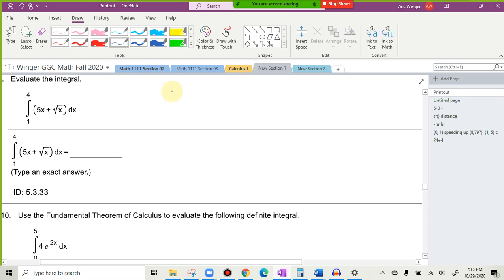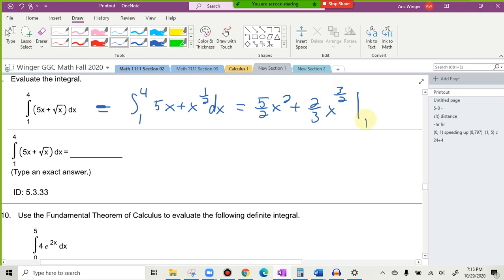Evaluate the integral. Again, just fundamental theorem of calculus. We'll write these as powers first. The integral from 1 to 4 of 5x plus x to the 1/2 power. We'll get to the business of finding the antiderivative. Bunch of fraction nonsense going on over here. 5/2 x to the second plus 2/3 x to the 3/2. Evaluate it from 1 to 4.